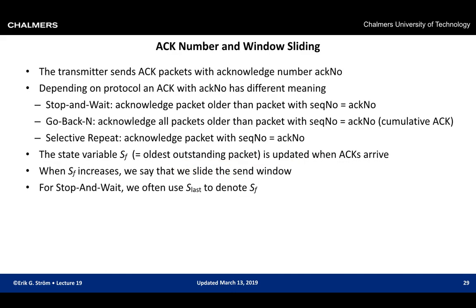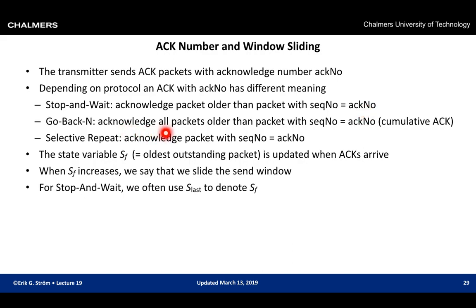Okay. Acknowledgements. A receiver sends acknowledgements with an acknowledgement number. So this is sort of like a sequence number in the ACK frame. Then depending on the protocol, this ACK with a certain ACK number can have different meanings. So in stop and wait, for instance, we acknowledge the packet which is older than the packet with sequence number equal to the ACK number. I'll show this graphically on the next slide, but this is what's going on.